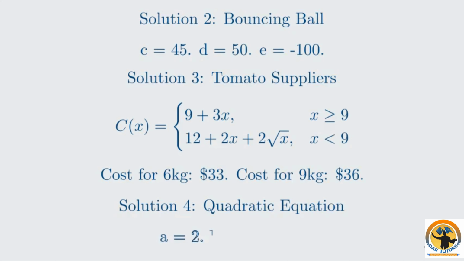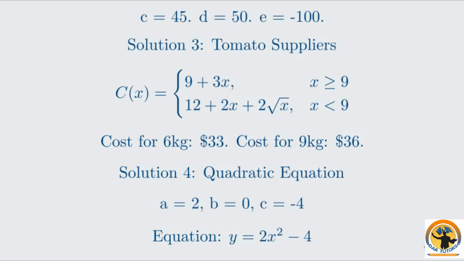Question 4 is a repeat of our worked example. By setting up the system of 3 equations and solving it using technology, we find a = 2, b = 0, and c = -4. The quadratic equation is y = 2x² - 4.